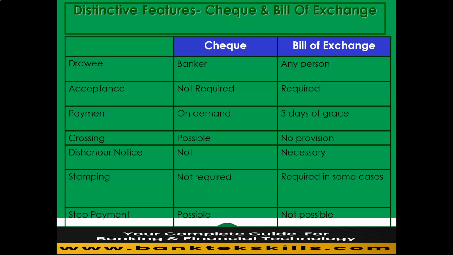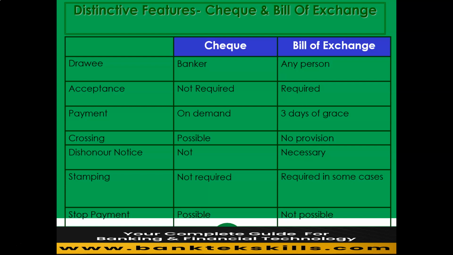Crossing possible? A bill of exchange you cannot cross. The check can be crossed, wherein only the payee's account will be credited. So a check you can cross; the crossed check will go to the payee's account only. No cash can be taken from the counter on a crossed check. In a bill of exchange, it is not possible.